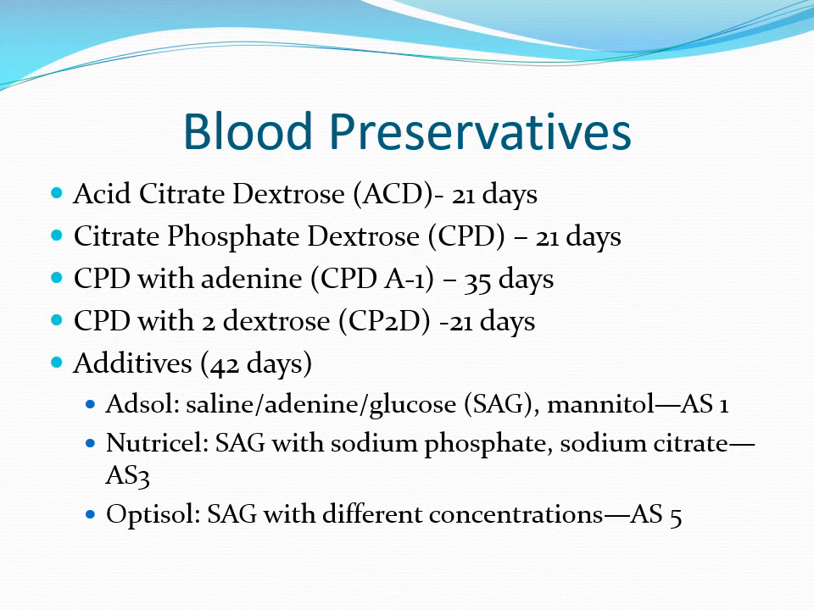We have the preservative with the additive Adsol, which is saline, adenine, and glucose, SAG, and mannitol salt, which is AS1. We have Nutrisol, which is SAG with sodium phosphate and sodium citrate, AS3. And the one we use the most for additives at The Blood Connection is Optisol, the SAG mixture with slightly different concentrations, AS5. We use ACD sometimes, CPDA1s, AS1s, which is Adsol, AS3s, which is Nutrisol, and Optisol, which is AS5. Those are the ones we use the most at The Blood Connection.